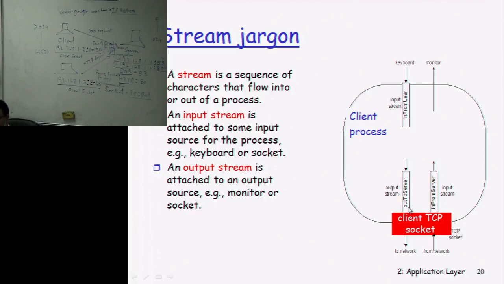the output stream to the server. So the client's TCP socket will send it to the network, and whatever is received from the network, it will be in from the server and it will be displayed on the monitor. Okay, this is on the application layer.